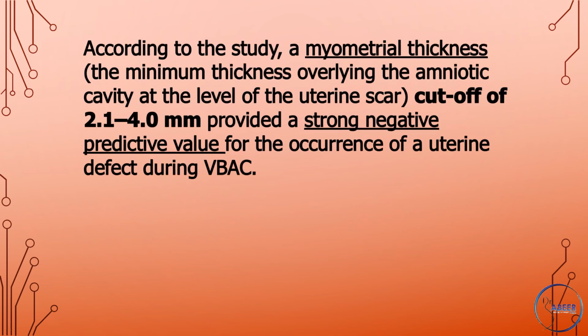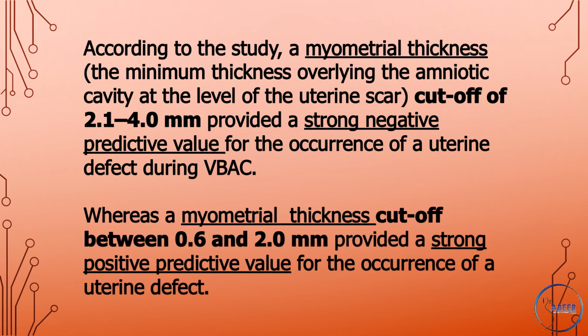According to the study, a myometrial thickness, the minimum thickness overlying the amniotic cavity at the level of the uterine scar, cutoff of 2.1 to 4.0 millimeters, provided a strong negative predictive value for the occurrence of a uterine defect during vaginal birth after previous cesarean delivery, whereas a myometrial thickness cutoff between 0.6 and 2.0 millimeters provided a strong positive predictive value for the occurrence of a uterine defect.